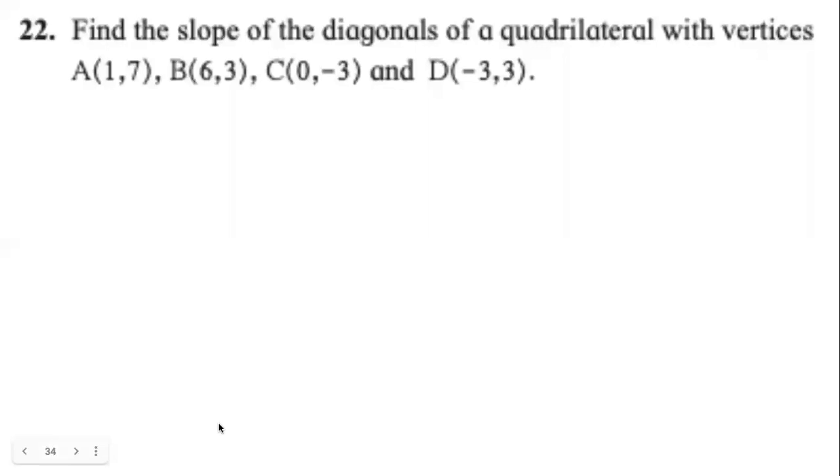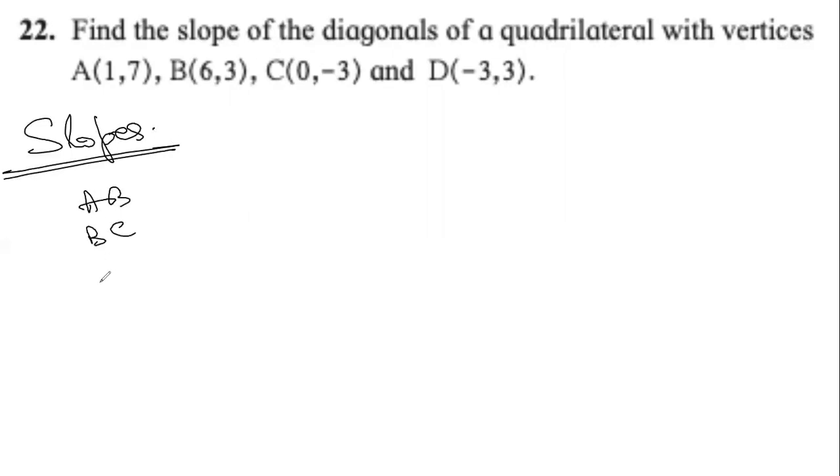Last question of the exercise, last question of the chapter. Find the slope of diagonals of quadrilateral with vertices A, B, C, and D. Again, it is not telling us what the quadrilateral is. Is it ABCD? Is it ABDC? Is it ADBC? We don't know. Right? So we will have to find the slopes of all the possible line segments. We will have to find 6 slopes: AB, BC, CD, and DA.